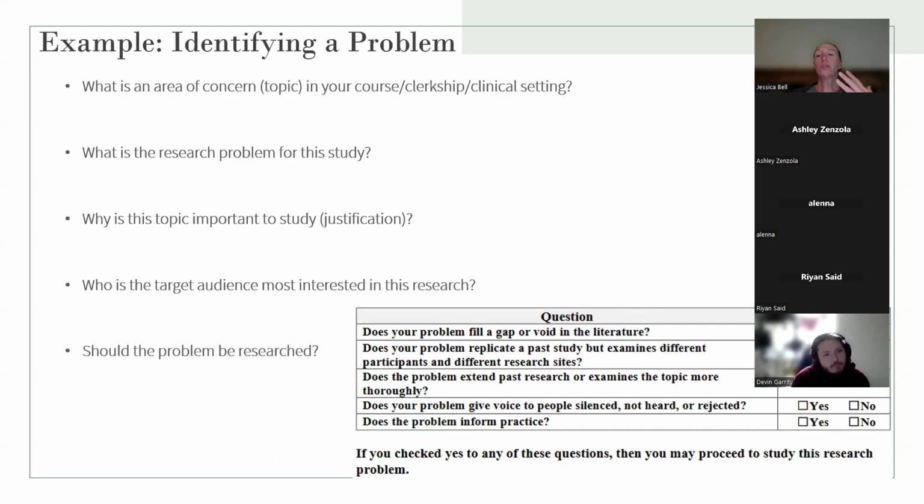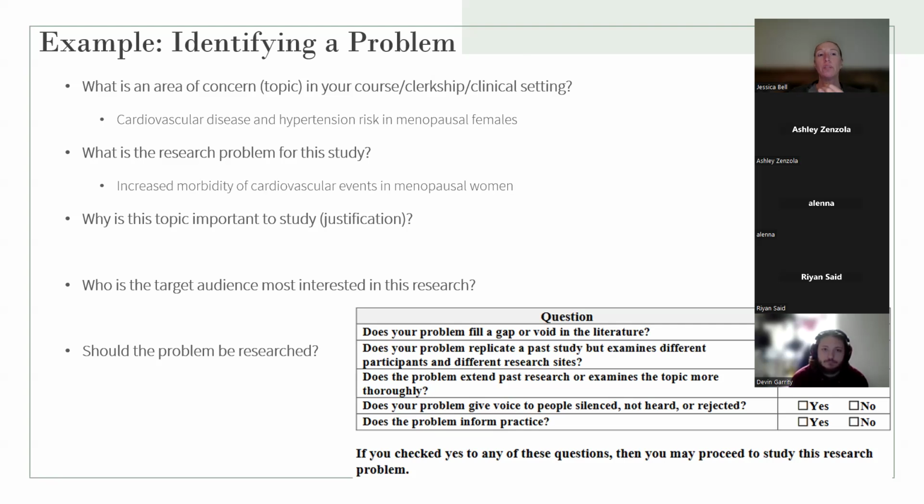All right. So let's look at, we heard from Dr. Keller Ross yesterday. So if we look at that first question, I basically just looked at it as, okay, what is the area of topic or concern in this course, clerkship, clinical setting, research project? In general, her topic area is cardiovascular disease and hypertension risk in menopausal females, right? That was kind of what I got over that. What is the research problem for this study? Increased morbidity of cardiovascular events in menopausal women.